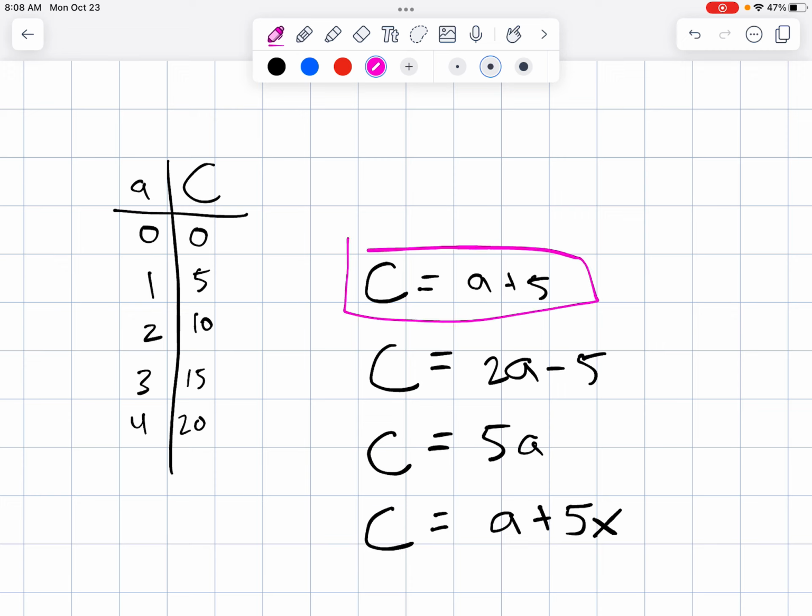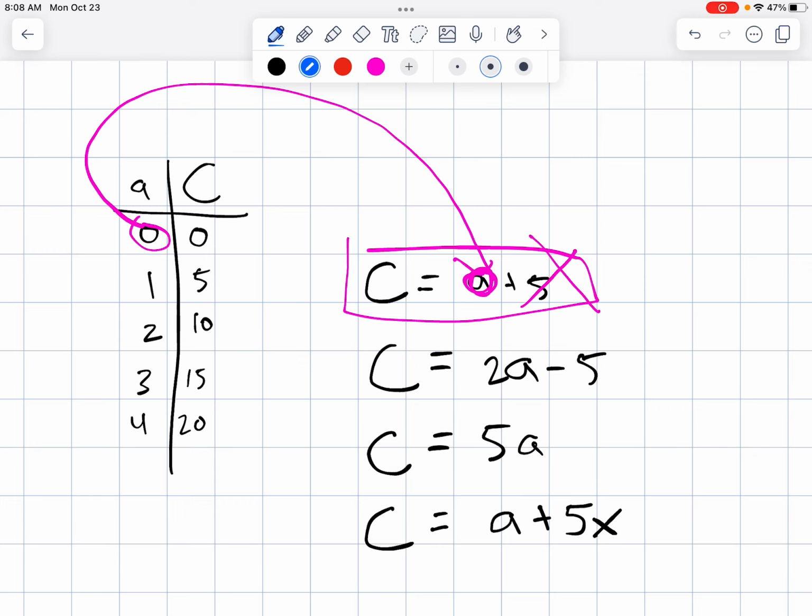So if a is 0, we're going to get that 0 and plug it in there. So now if we have 0 apples, according to the first equation, it would cost $5. And so this one doesn't work because 0 apples cost $0, so that doesn't work.